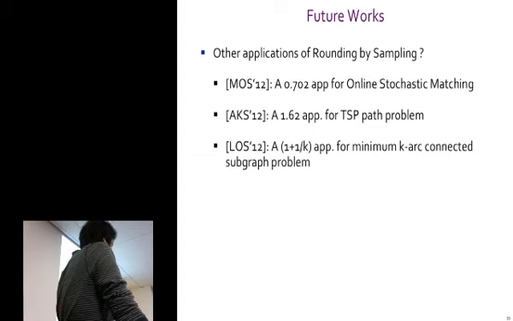Do you have any lower bounds on your algorithm for symmetric or asymmetric? For asymmetric, we know it doesn't get better than log n over log log n. But for symmetric, we don't. Even for the weighted version, it could be.